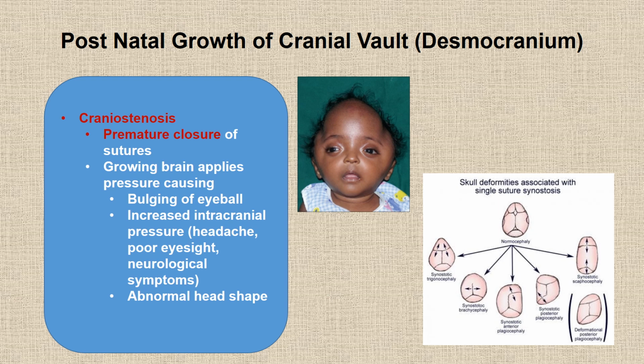Now, what happens if the sutures are prematurely closed? When the sutures are prematurely closed, it gives rise to a condition known as craniostenosis, and the growing brain applies pressure, causing the bulging of the eyeball, increased intracranial pressure leading to headaches, poor eyesight, and neurological symptoms. And it also results in the child having an abnormal head shape.